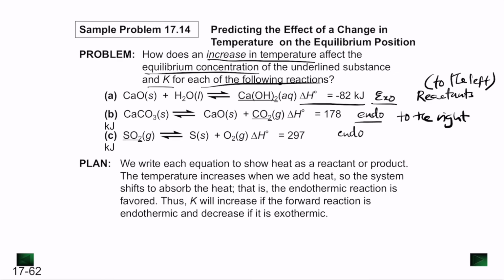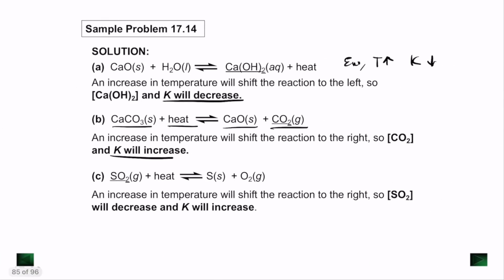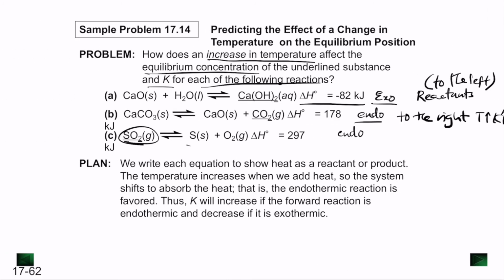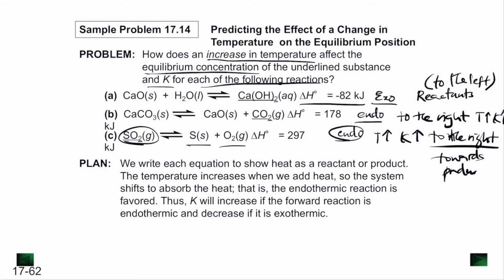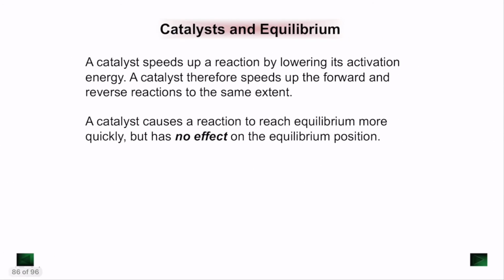Now because it's endothermic and temperature is increasing, the K value will also increase. Next, you have the last one, SO2 giving you sulfur plus oxygen. Again, an endothermic reaction where there is a temperature increase, which means that the K value will also increase. Higher temperature favors the endothermic reaction, which means that the reaction goes to the right, towards the product. So this is the way we predict the effect of change on equilibrium.